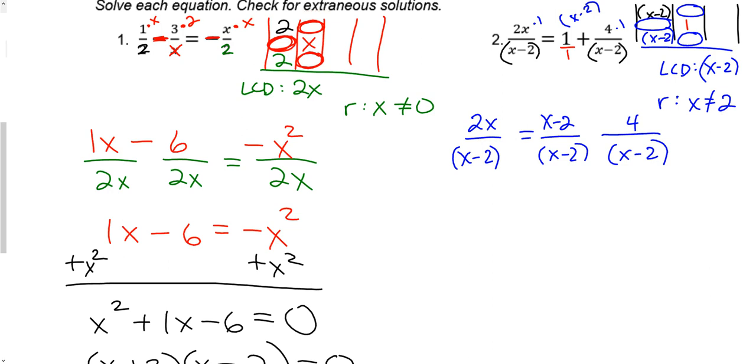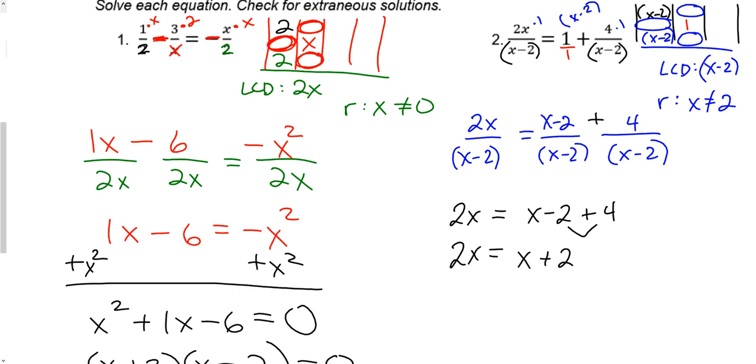Now all of my signs in the original fraction, all I do is just move them higher. So in the front there's nothing, in front of the 1 there's nothing, but right here there's plus, I just put it up here. So now that's my real problem. 2x equals x minus 2 plus 4. It looks like I can combine like terms right here. So I have x plus 2 equals 2x.